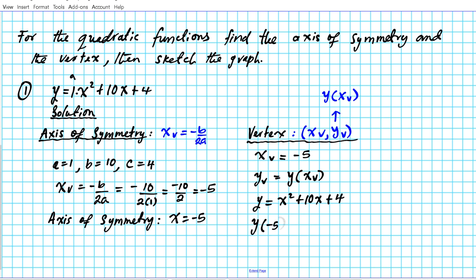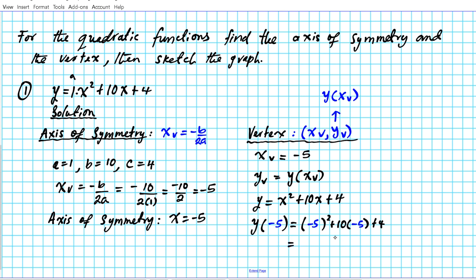Okay, let's color code it so you can see what's going on here. So what we're going to do is take negative 5 and put it in the place of all the x's in the original function. Okay, so instead of x squared, it's going to be negative 5 squared plus 10 times negative 5 plus 4. Okay, now we're just going to use order of operations.